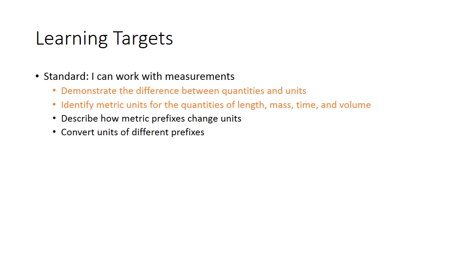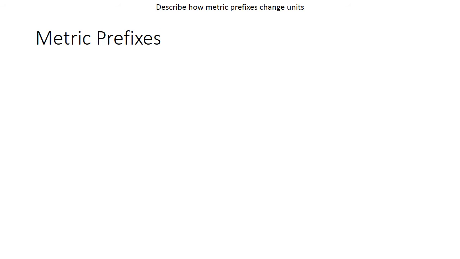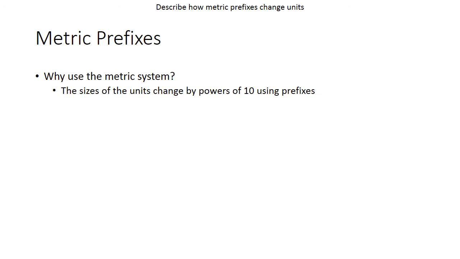Alright, we have identified metric units for the quantities length, mass, time, and volume. We now want to describe how metric prefixes change units. So, metric prefixes. Why use the metric system? Why is it better? Why does science worldwide almost exclusively use the metric system? Well, here is why. The sizes of units can change by powers of 10 using these metric prefixes we're going to learn about. This is known as a decimal system.